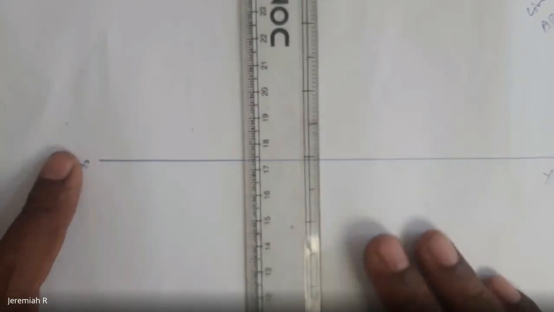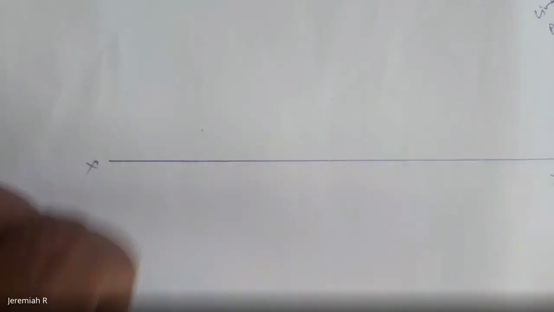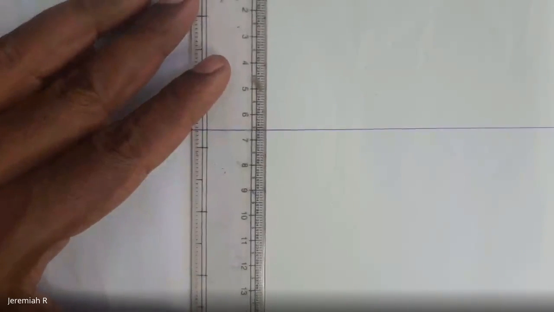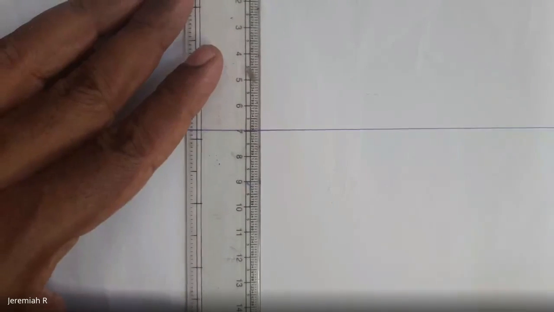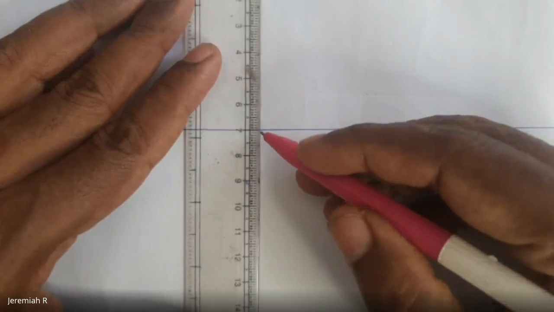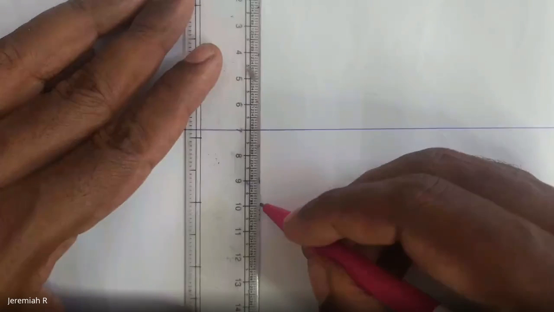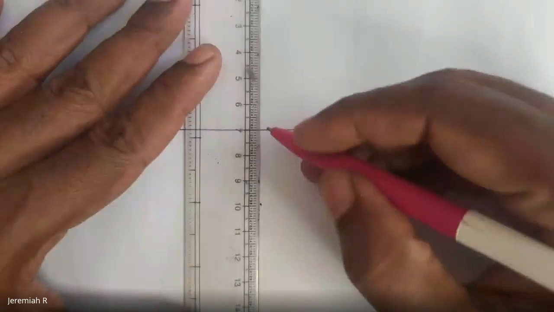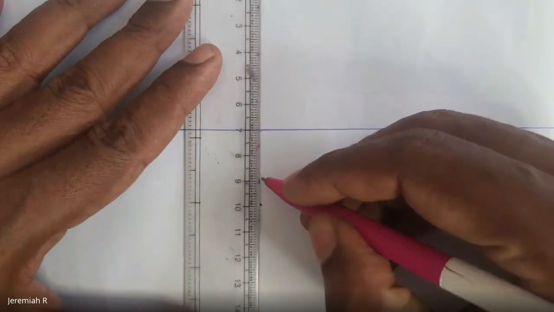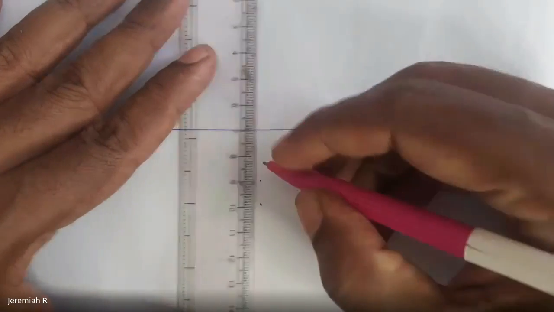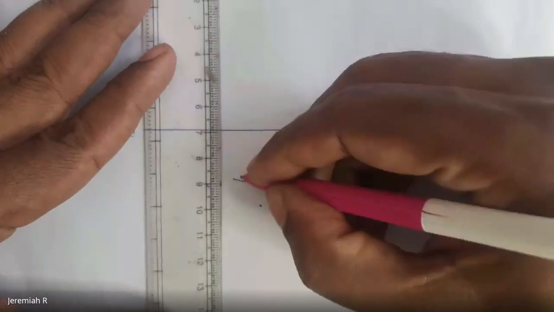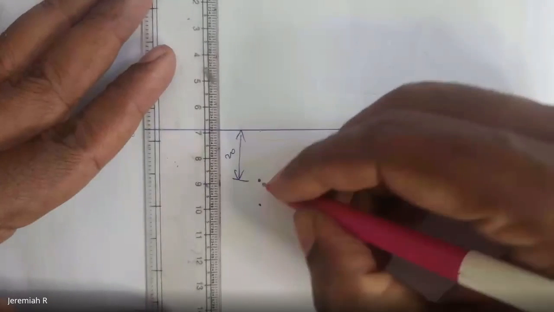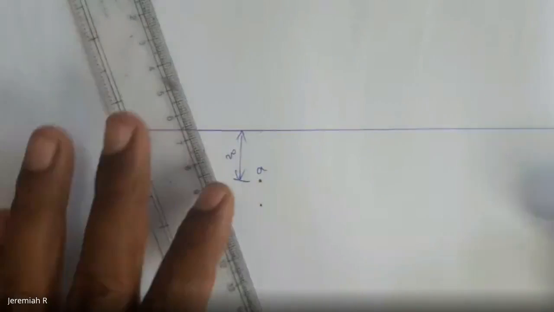So for the top view, the distance in front of VP is given. So from here, locate it. Sorry, in front of VP is 20 mm. This problem is 20 mm in front of VP. So locate a point here. This is 20 mm in front of VP. Locate a point here. So this is your A.